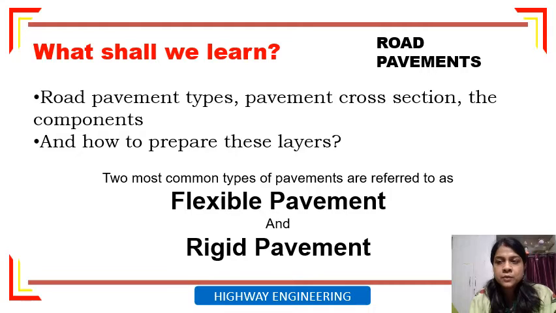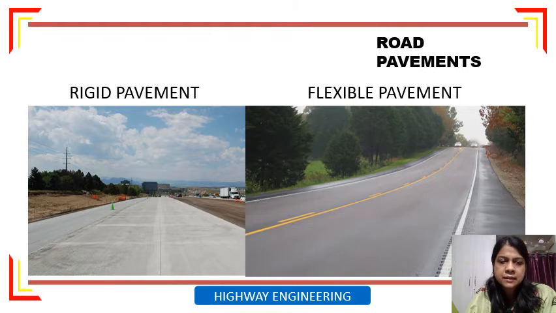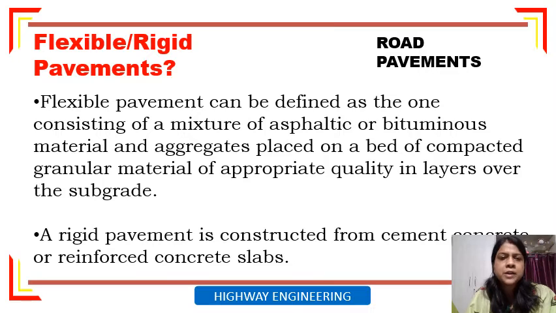We'll see now. Here we can see that there are two pictures. One is of rigid pavement and the other is of flexible pavement. The rigid pavement is made of concrete and the flexible pavement is made of bitumen. Now coming to the point, what is a flexible pavement and what is a rigid pavement? Why do we call a pavement flexible or rigid?